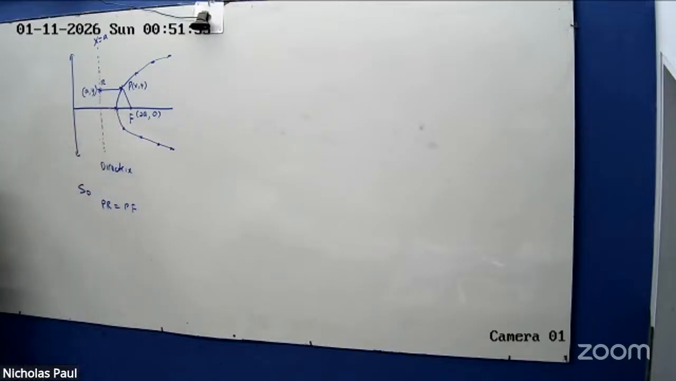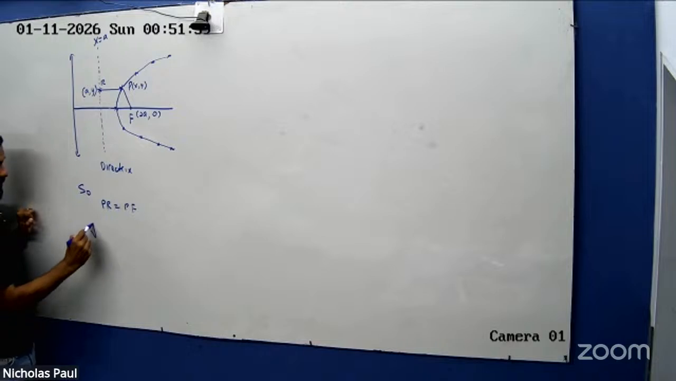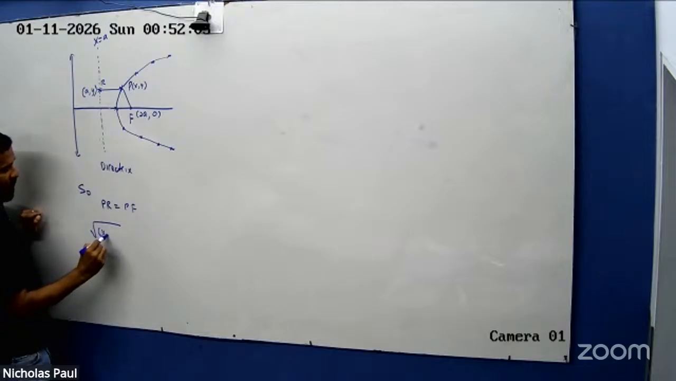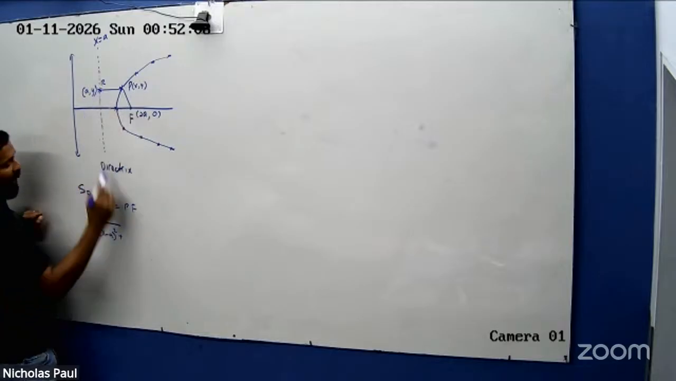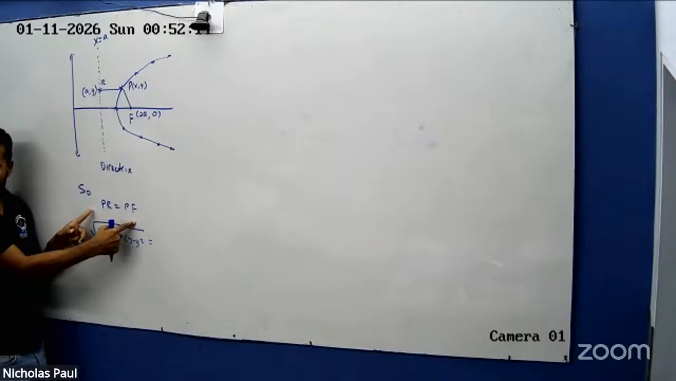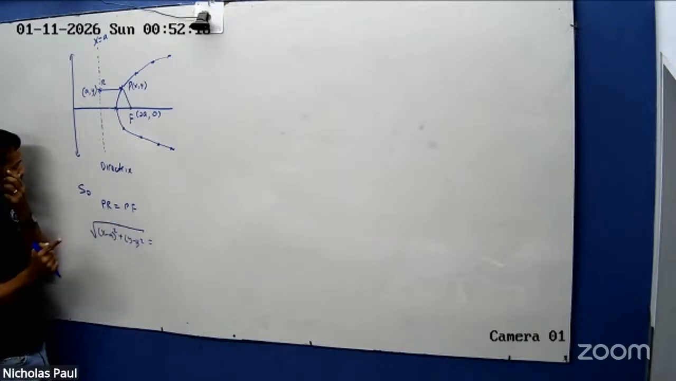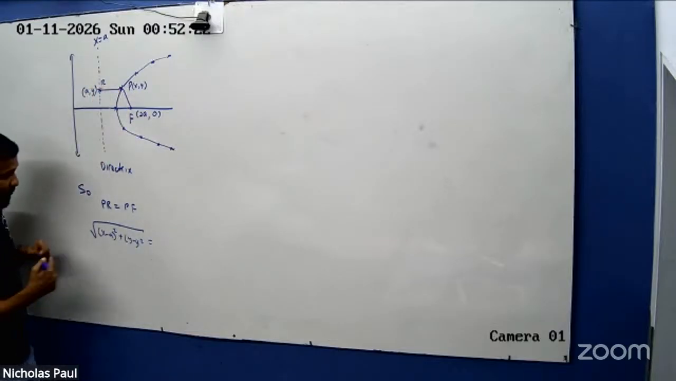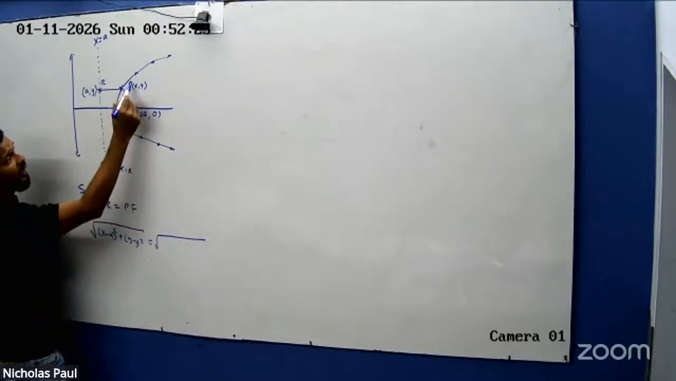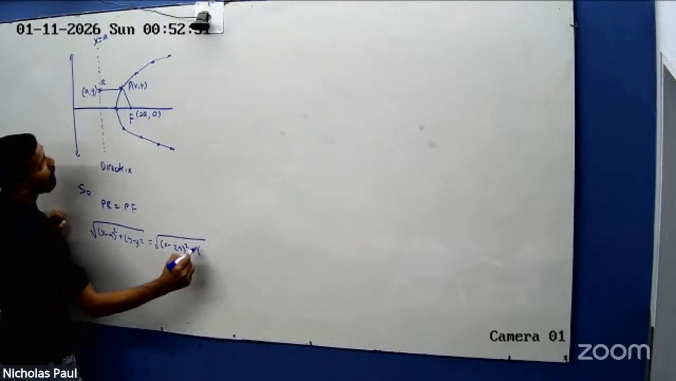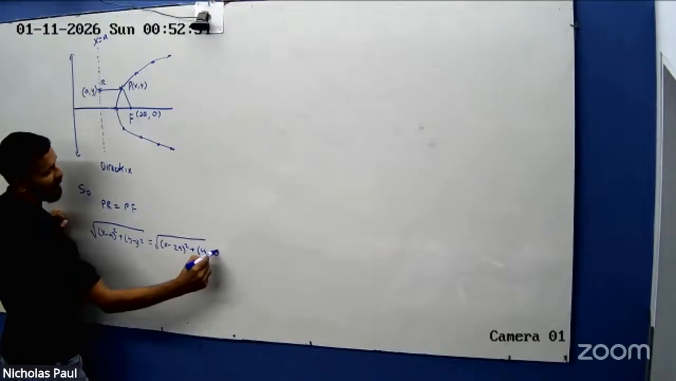PR, let's find it. PR is the square root of x minus a squared plus y minus y squared. And PF, that's the rule: the distance from here and here should be equal. And PF will be the square root of x minus 2a squared plus y minus 0 squared.